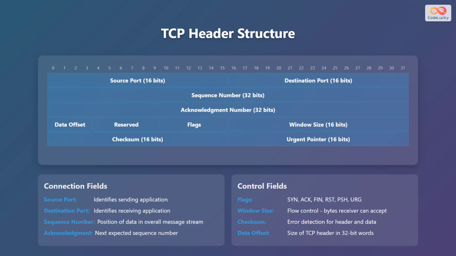Next, we have data offset, which is 4 bits, followed by a 6-bit reserved section. We have 6 bits for flags such as synchronize, acknowledge, finish, reset, push, and urgent. The window size is 16 bits long, used for flow control, representing the bytes the receiver can accept. Checksum is 16 bits long, and is used for error detection for both the header and the data. Finally, urgent pointer is 16 bits.